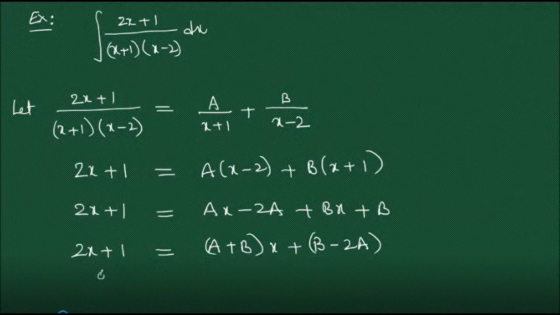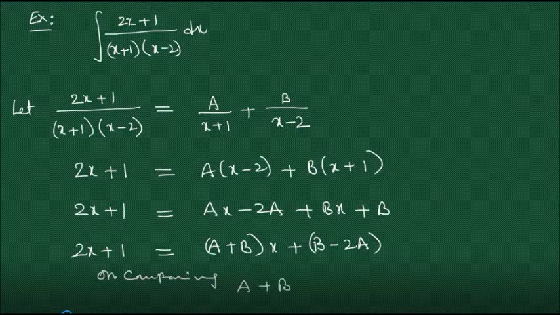Now on comparing, here the coefficient of x is 2, and here the coefficient of x is a + b. So we get a + b = 2, this is equation 1, and b - 2a = 1. So I am writing -2a + b = 1.